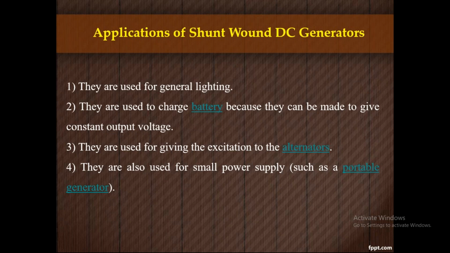Okay, and these shunt generators are used for giving the excitation to the alternators. What are alternators? We use these alternators in power plants. They are called synchronous generators, which give the AC supply, AC electrical energy. And for the excitation of these alternators, we can use the shunt wound DC generator.